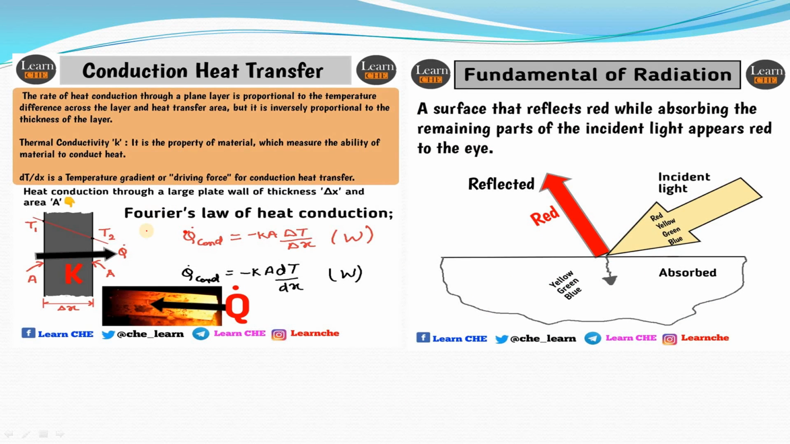Now you can simply see here conduction heat transfer, which is a mode of heat transfer, then the fundamentals of radiation. These are two examples of modes of heat transfer, where in conduction we study Fourier's law, and in radiation we study the Stefan-Boltzmann law. You can just pause the video and note down everything which I have written here.